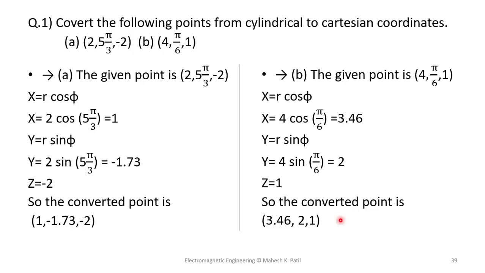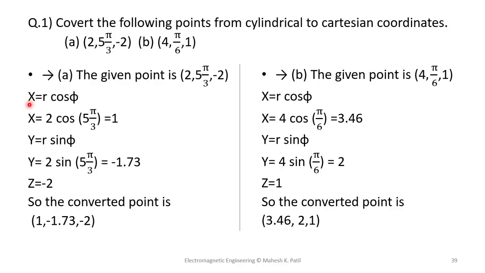Now we will see the next problem. Here it is asked to convert the point from cylindrical to Cartesian coordinate system. So the point given is 2, 5 pi by 3, minus 2. So the given point is this 2, 5 pi by 3, minus 2. Now it is asked to convert this cylindrical point into Cartesian.